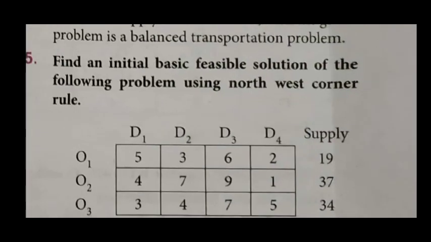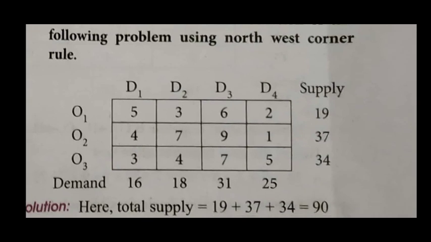Find an initial basic feasible solution of the following problem using the northwest corner rule. The northwest corner is nothing but, here columns and rows are given. D1, D2, D3, D4 are the columns and O1, O2, O3 are the rows. In the first row, first column, that is 5. That corner is known as the northwest corner. For each and everything we are taking that northwest corner, so it is called the northwest corner rule.